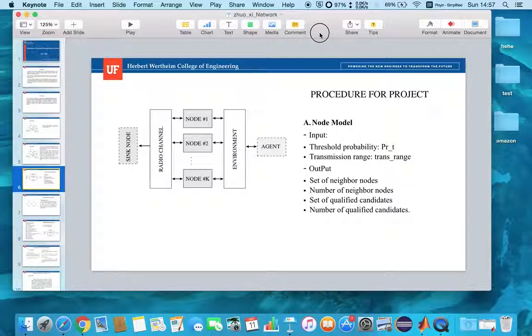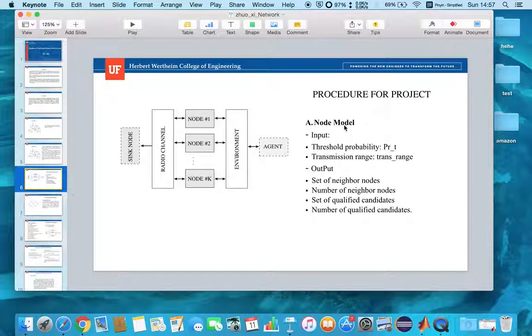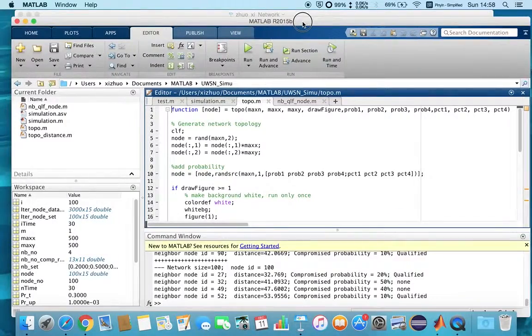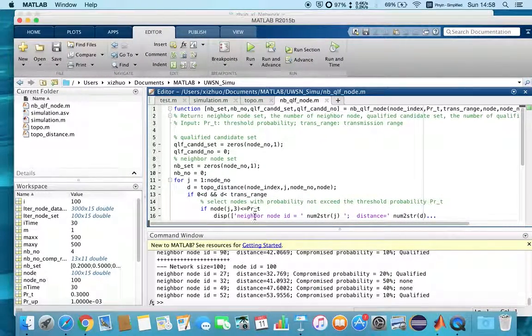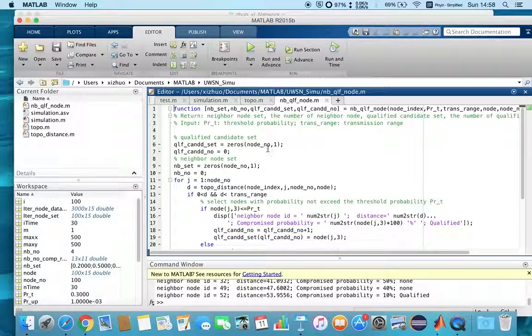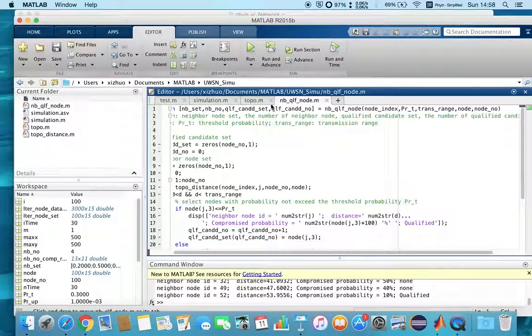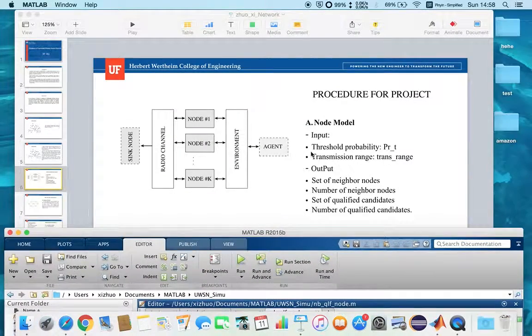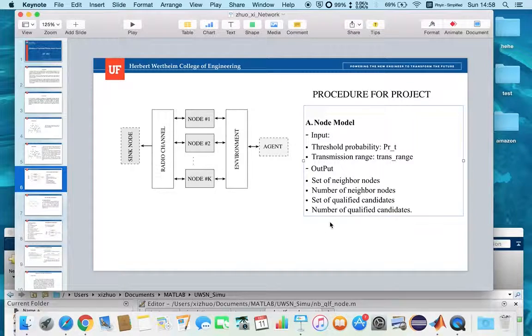So I will first make the node module. Its input is the threshold probability and transmission range, and its output is the set of neighbor nodes, the number of neighbor nodes, a set of qualified candidates and the number of qualified candidates. You can see my code here. It is just the node code. It's a function. You can see the input and the output. It exactly realizes what I have shown here.